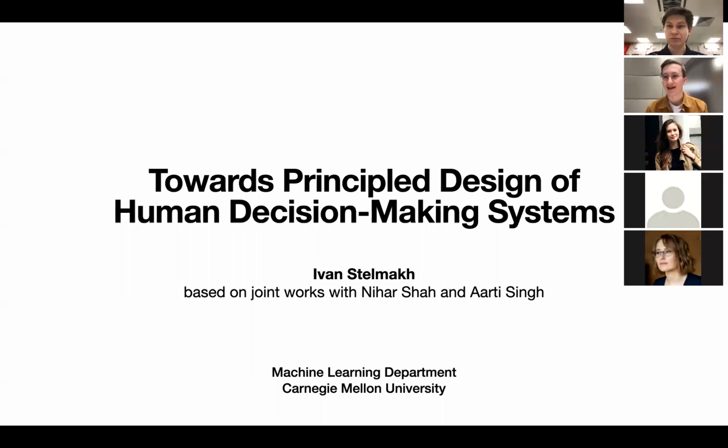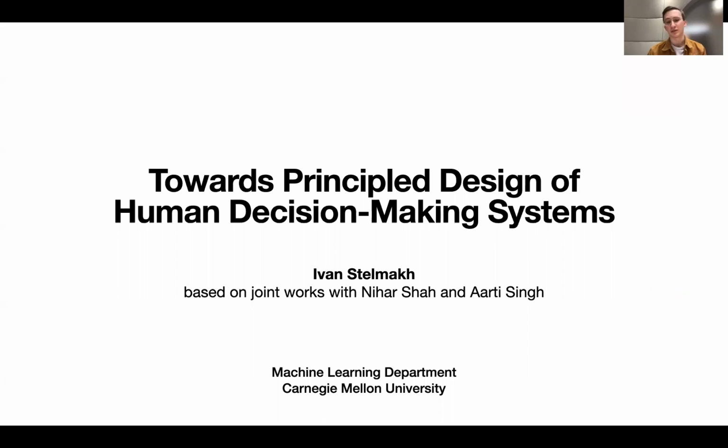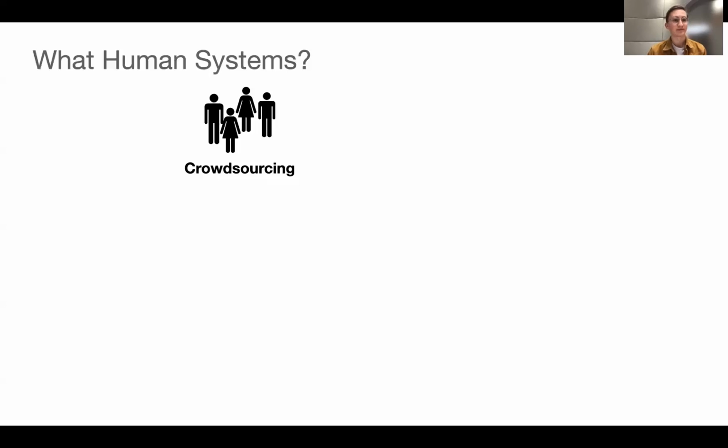Thank you, Dima, and thanks everyone for coming to this talk. So today I'm talking about a general area of human decision making, and the talk is partially based on my works with my advisors, Nihar Shah and Aarti Singh, but we'll cover some other works as well. Okay, so to begin with, let's try to parse the title. What do we mean by decision-making systems, and why do we need the principled design? So let's start from the decision-making systems.